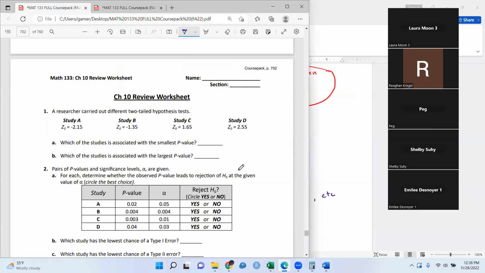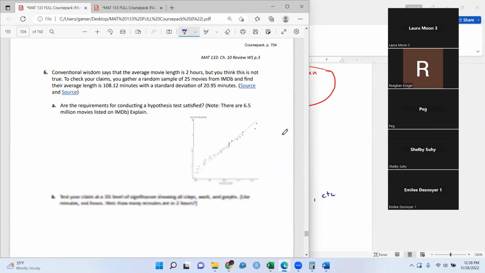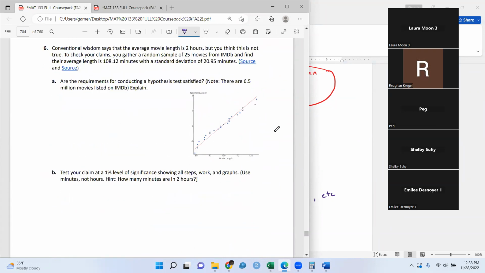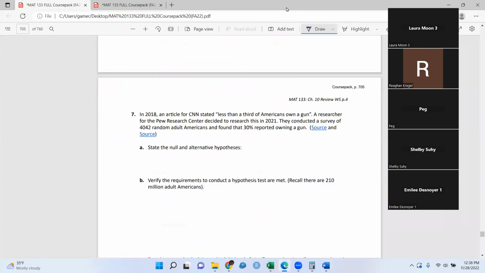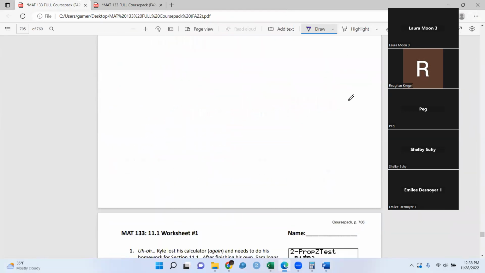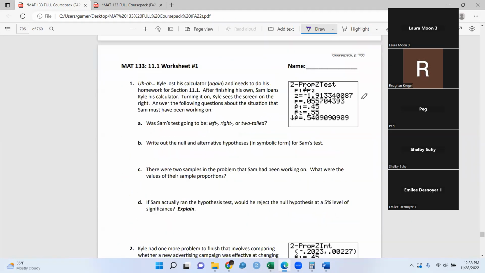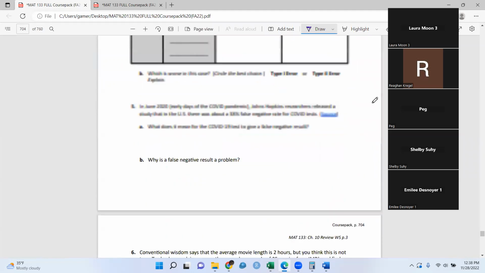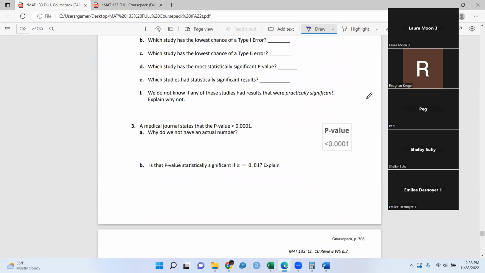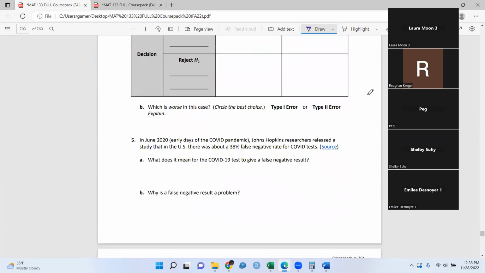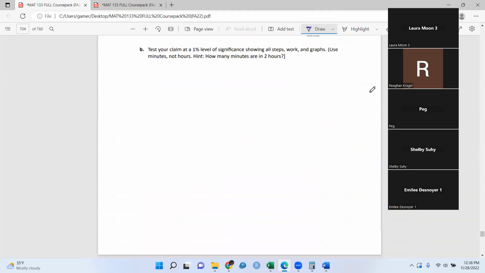So let's go to chapter 10. Let's go to page 704. Let's go to page 705. All right. That's it on the chapter 10 review, just those three. Wait, am I looking at the wrong one? Chapter 10 review worksheet. Nope, I'm not. That's it, Eric. Man, we pared this down, didn't we? Okay, let's go to 705.